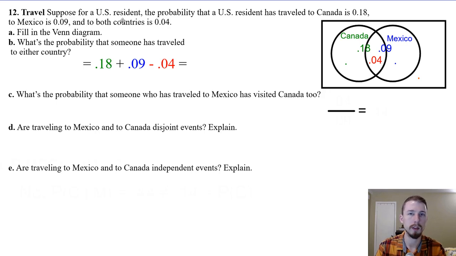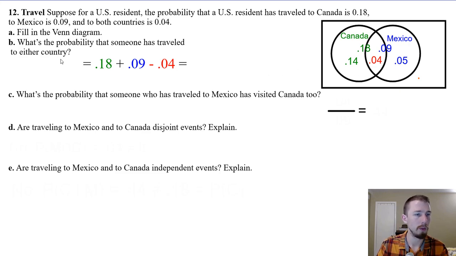Number 12, this is the last one that I'll be doing with you guys. Suppose for a U.S. resident, the probability that a U.S. resident has traveled to Canada is 18%, and to Mexico is 9%, and for both countries is 4%. So we have 18% as the marginal for Canada, 9% as the marginal for Mexico, and 4% is the intersection of both. So if we subtract, that gives us 14% that have only been to Canada, and 5% that have only been to Mexico.